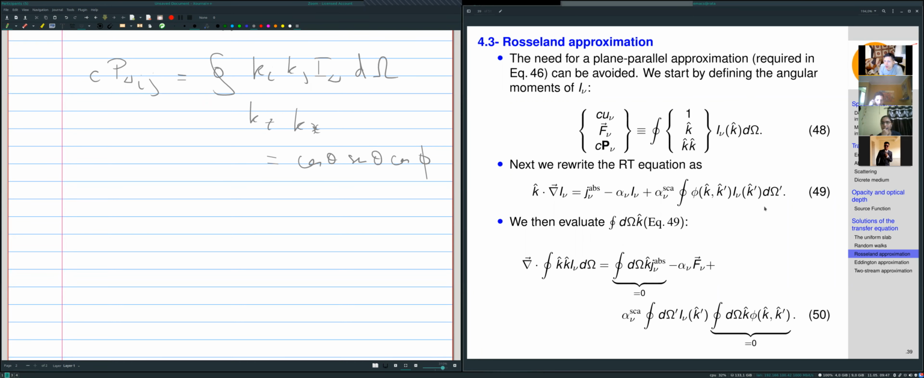The idea then is to calculate the first moment of this equation. So we multiply by k and integrate over solid angles. What follows is a bit tricky. First, notice the first term on the left-hand side: we integrate over solid angle and multiply by the direction k. And what do we apply this to? It's k dot gradient of I nu.